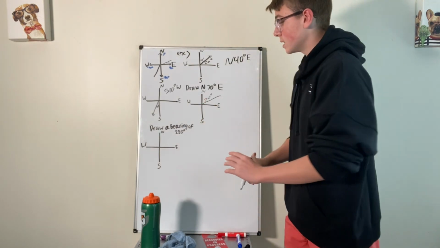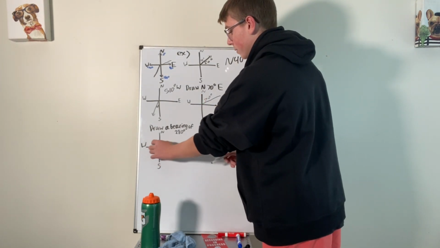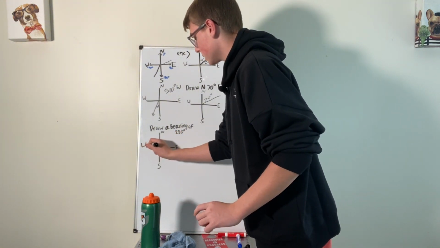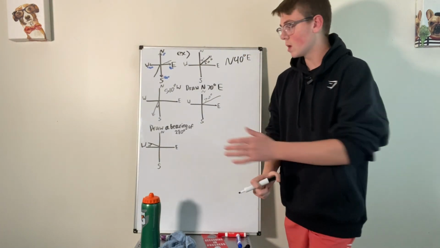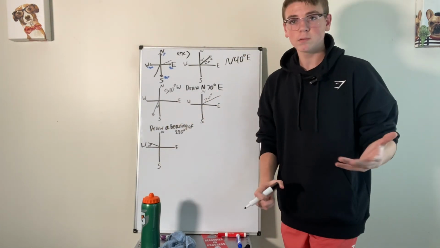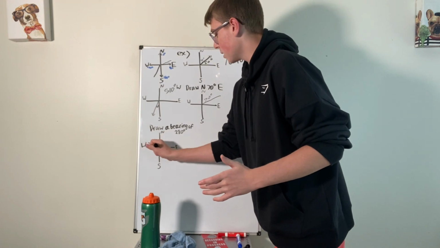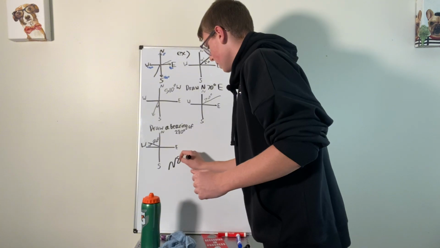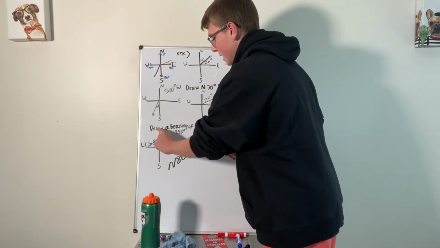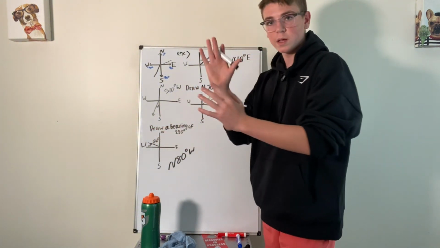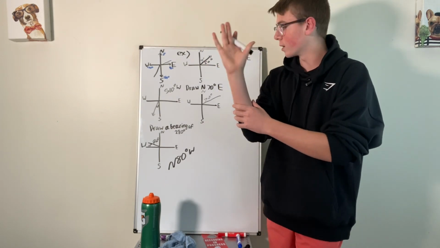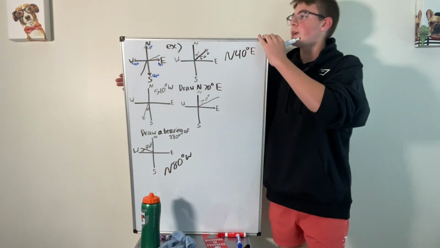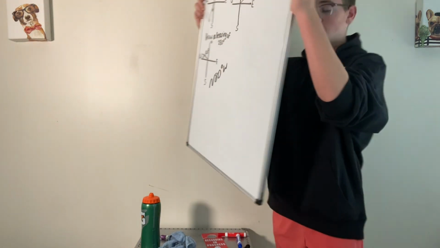Okay, so let's see. This is 270, right? And if we're doing 280, that's just another 10 degrees, right? So we know this is 10 degrees. Now, you just have to do 90 minus 10 to get 80 degrees. And then your answer is north 80 degrees west because it comes 80 degrees off the north line, going over west.